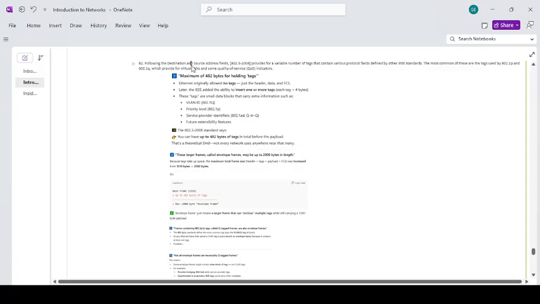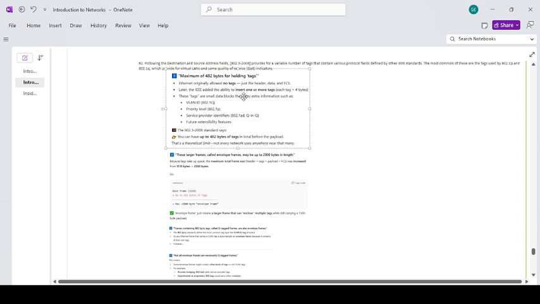Following the destination and source address fields, 802.3-2008 provides for a variable number of tags that contain various protocol fields defined by other IEEE standards. Because of these additional bytes, 802 provides for various configurations such as the priority, VLAN, additional VLAN, etc. The most common of these are the tags used by 802.1p and 802.1q, which provide for virtual LANs and some quality of service indicators. Maximum of 482 bytes for holding tags.